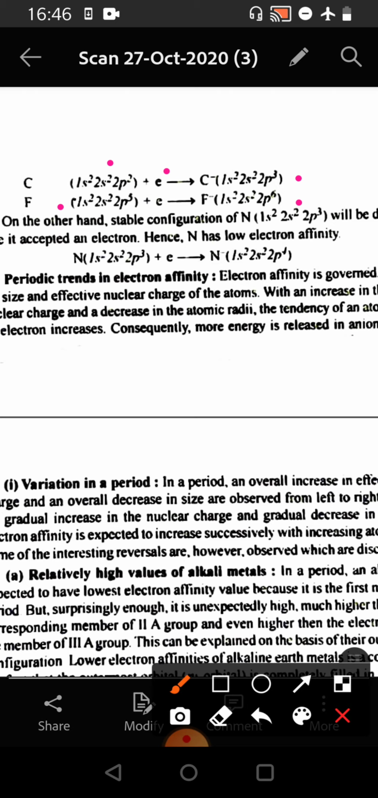On the other hand, the stable configuration of nitrogen, which in the atomic state is 1s2, 2s2, 2p3, will be disturbed if it accepts an electron. So, we see that nitrogen in the atomic state has 1s2, 2s2, 2p3 configuration. When it adds an electron, the configuration becomes, for nitrogen minus, 1s2, 2s2, 2p4. Hence, nitrogen has low electron affinity.